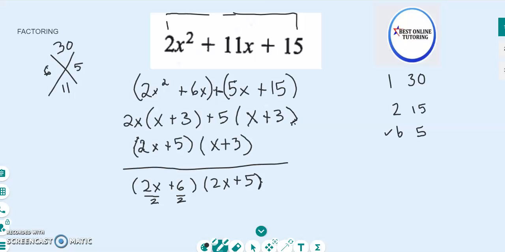So our final answer will be 2x divided by 2, which is x, and 6 divided by 2, which is 3, times 2x plus 5. So it's the same exact answer that we got above, but just saves a few steps.